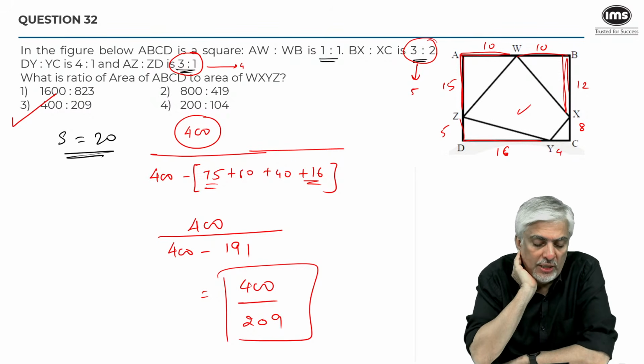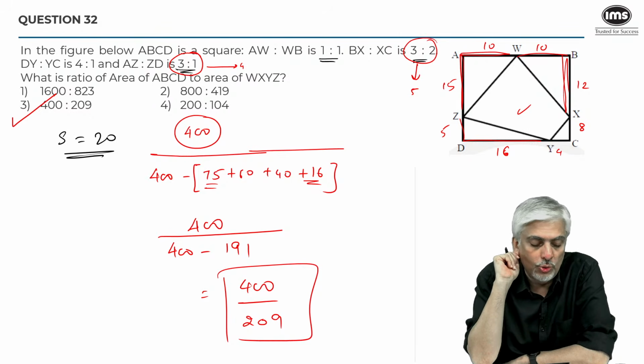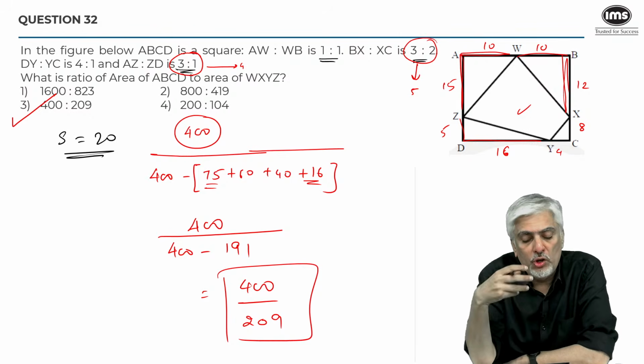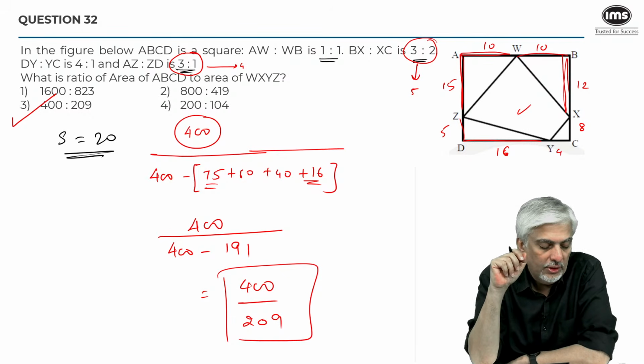No, we cannot, Atharva. What if there was 400 upon some other number and then it would reduce to 200 upon something? So you can't do that. That's wrong. What if you got a fraction in the denominator and then again it comes up to be 800? So Atharva, you can't do that, okay?